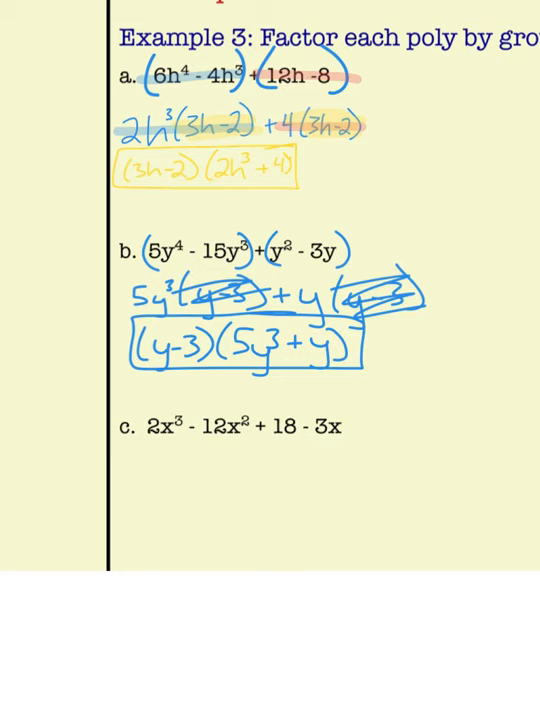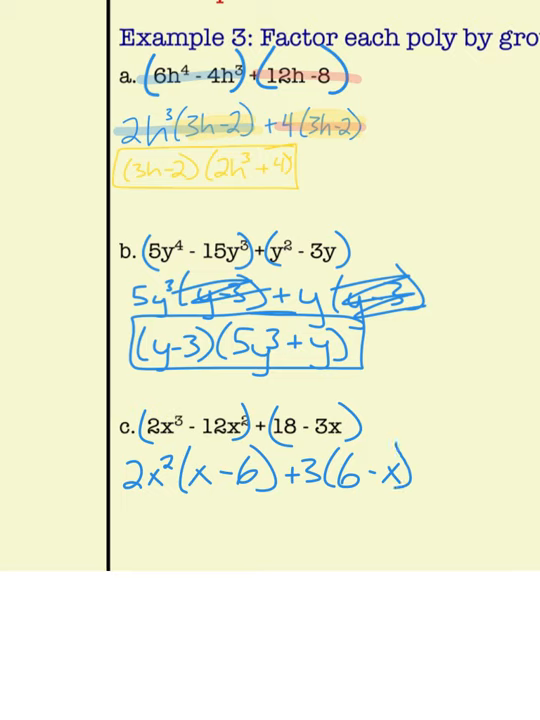2x cubed minus 12x squared. They both have a 2 and an x squared in common. 2x cubed divided by 2x squared is just going to be x. 12x squared divided by 2x squared is going to be 6. The x squareds cancel out. Next I have 18 minus 3x. I'm going to factor out a 3, and I'm left with 6 minus x. All right, so here might have been where you got stuck.